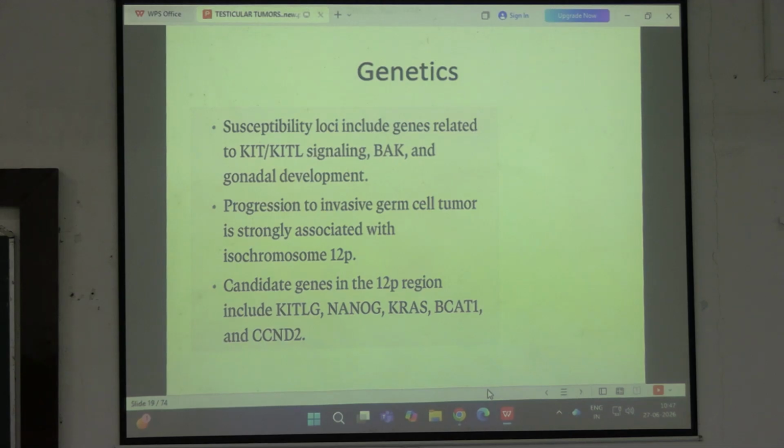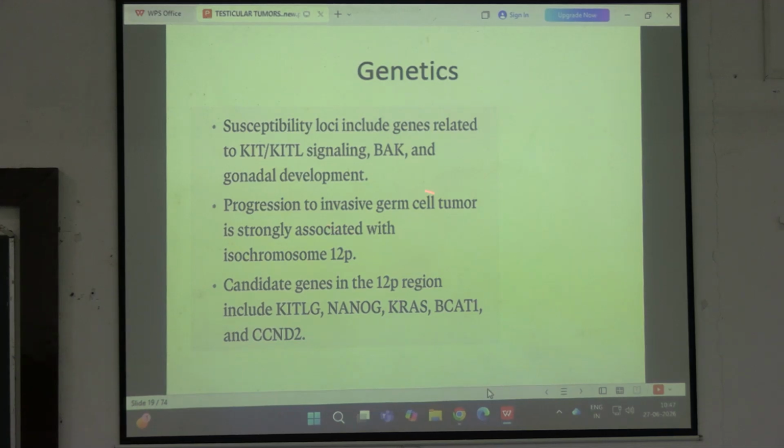So what are the genes that can be implicated in these conditions? These include genes related to KIT ligand, okay? You must remember that. BAK is related to apoptosis, right? And gonadal development also. So these genes are implicated in testicular tumors.